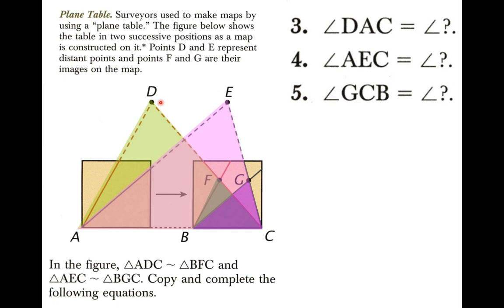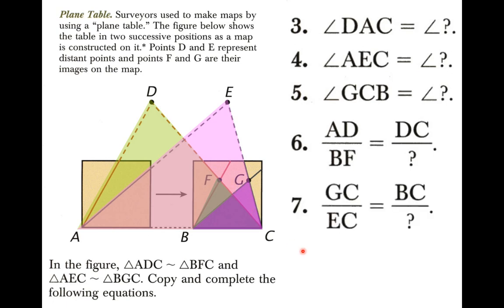Get them in the right order. So DAC, and now we're looking at the smaller triangle, FBC. So watch how you label those. You're going to have the same issue with the ratio of the corresponding sides. AD is to, now you wouldn't say FB, you'd want to go BF in the same direction.